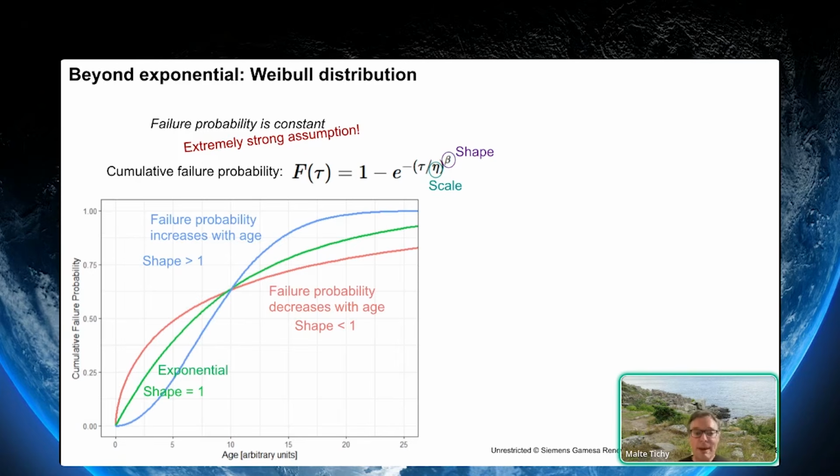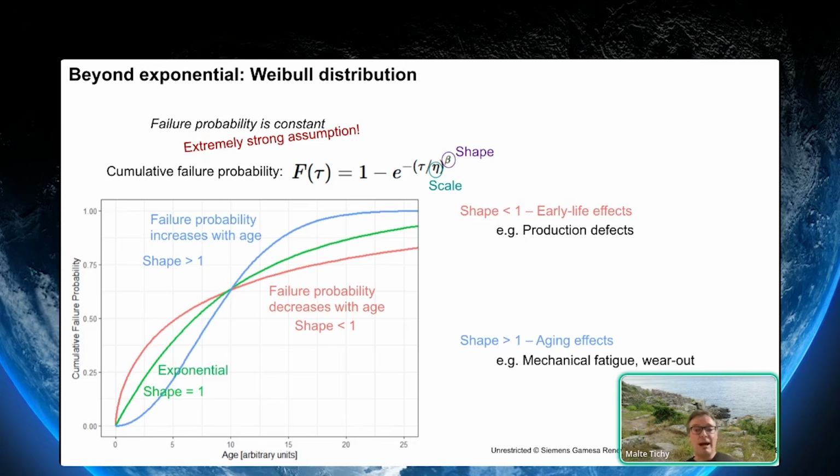So this is why it's called the shape parameter, because it really changes the shape of the distribution. And also here we find examples in real life that can be described by that. A shape parameter smaller than 1 refers to early life effects or infant mortality. For example, when we have production defects in a factory, these will be effects that we see at the beginning of the lifetime. And shape larger than 1 means we have aging effects. For example, mechanical fatigue. I mean, we have a component that's just being used a lot and is wearing out. It's just breaking with time.